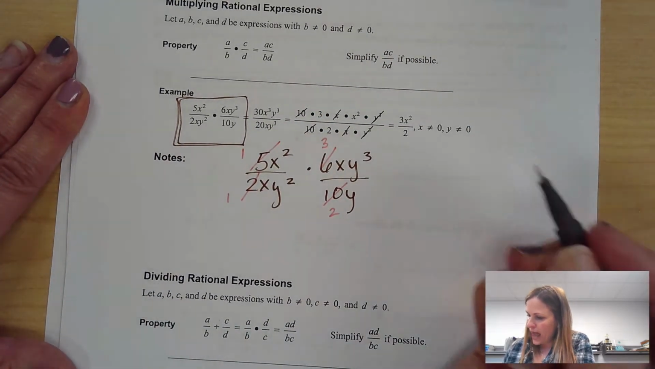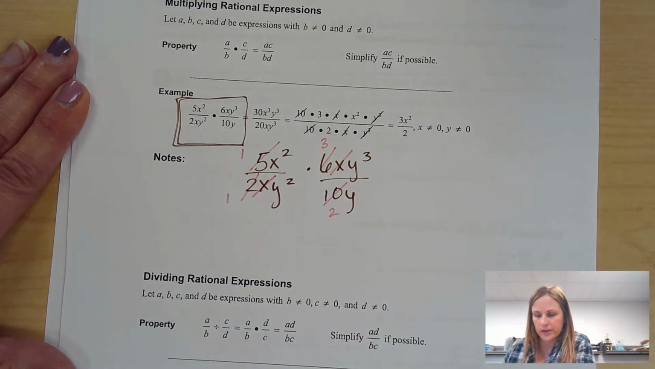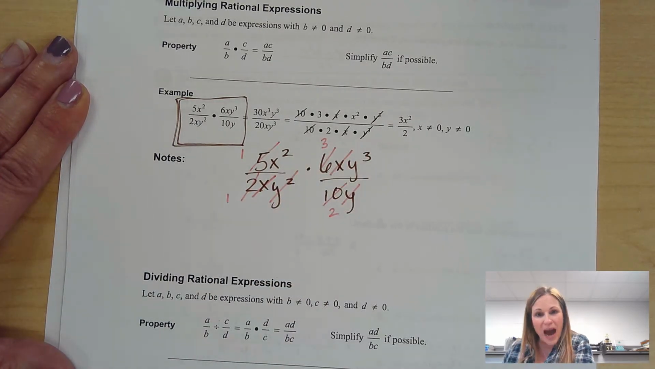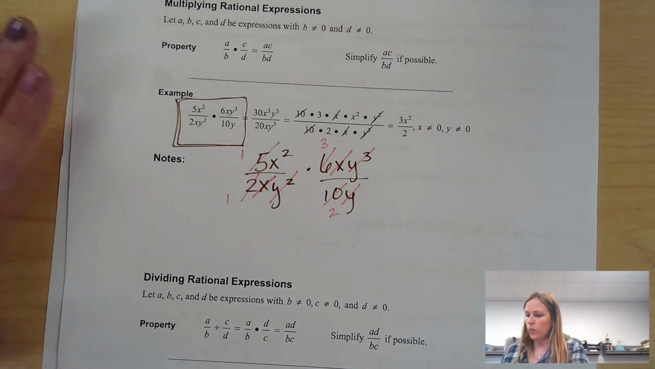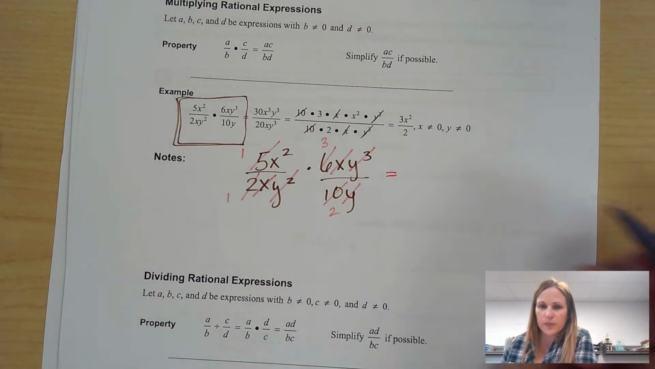All right, so x. I have an x on top and an x on bottom. Those are going to cancel. I have 3 y's on the bottom, which cancel with 3 y's on the top. What I was trying to get at here is I like to reduce my expression before I multiply across the top and multiply across the bottom. I just find it to be easier.